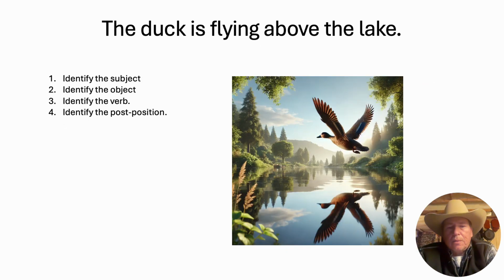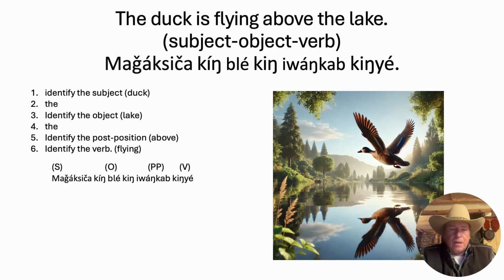All right, next one, the sentence we want: The duck is flying above the lake. So we want to identify the subject, identify the object, identify the verb, and the postposition. So you can pause it here and write those down, or have your students write it down. Okay, and I'm changing this one a little bit, if this helps you in kind of keeping everything organized. So the sentence we want, the duck is flying above the lake, subject, object, verb.